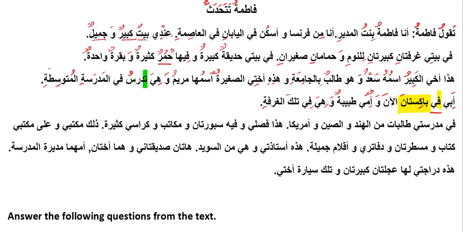What else have we got? جيد. طيب أويس. If you want to do في مدرستي. في مدرستي طالبات من الهند والصين وأمريكا. هذا فصلي وفيه سبورتان ومكاتب وكراسي كثيرة. ذلك مكتبي. Stop there. Okay. So في مدرستي طالبات من الهند والصين وأمريكا.